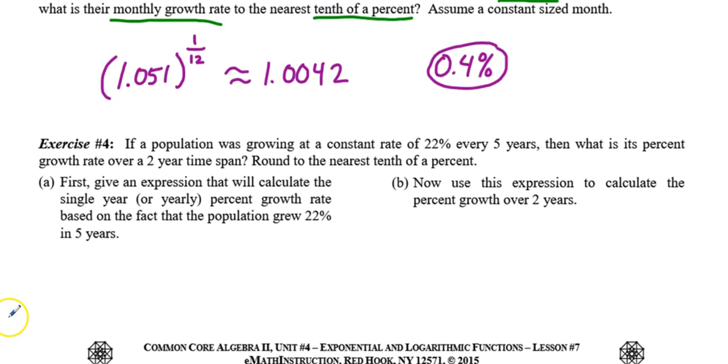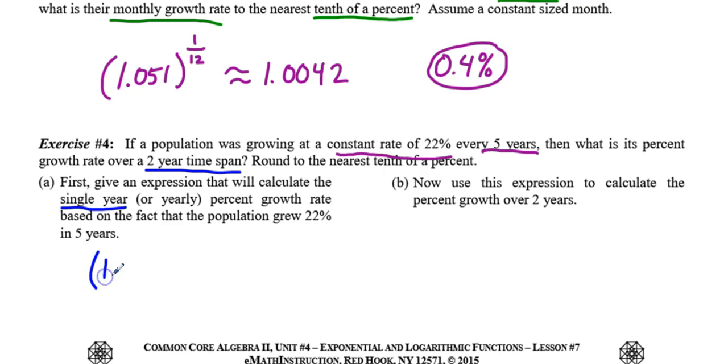All right, next question. Population's growing at a constant rate of 22% every 5 years. Interesting. So therefore, what's it going to be over a 2-year time span? Right. So this is going to be hard, but we can figure it out together. So let's first figure out what it would be for a single year, given that it grows 22% in 5 years. So I guess one thing I'm going to think about is, okay, what's the multiplier if it grows 22%?